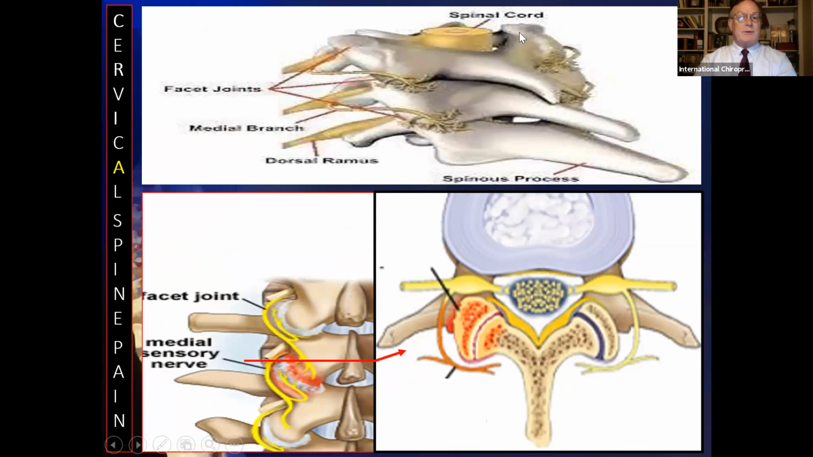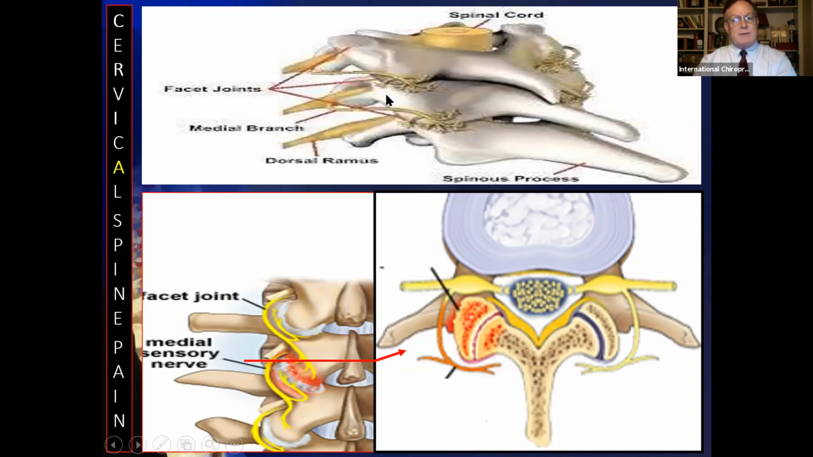Now let's look at a posterior view. Here's the spinal cord here. Here's the spinous process, probably about C5, 6, and here's the prominent one of C7. And what we're depicting here is the exiting nerve roots below these levels. Remember, we talked about the exiting nerve root.